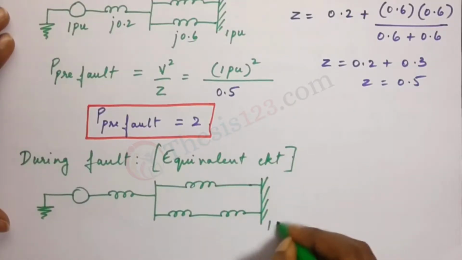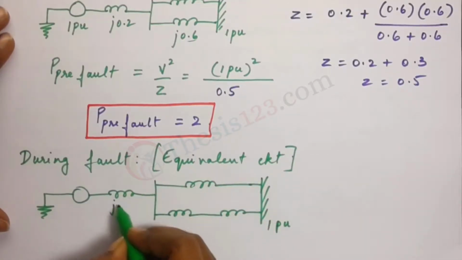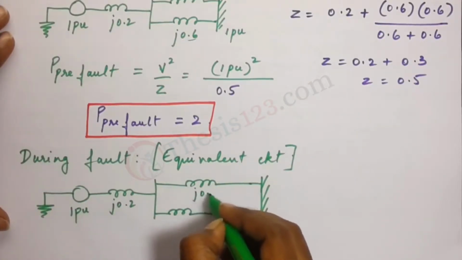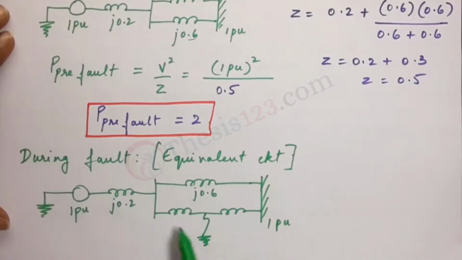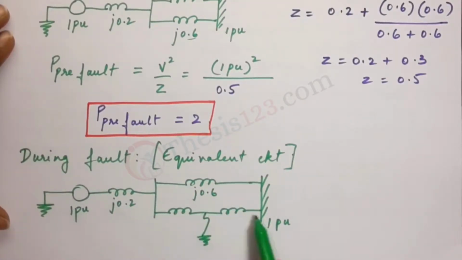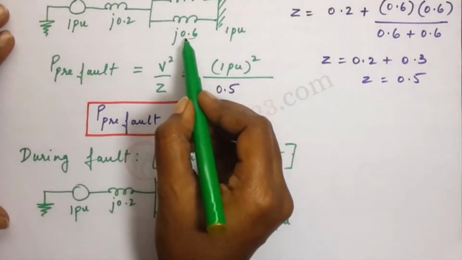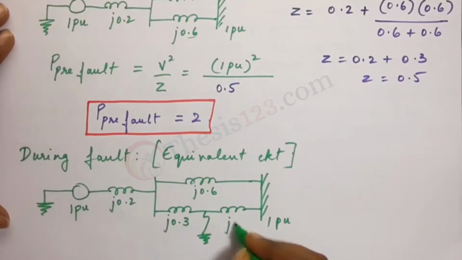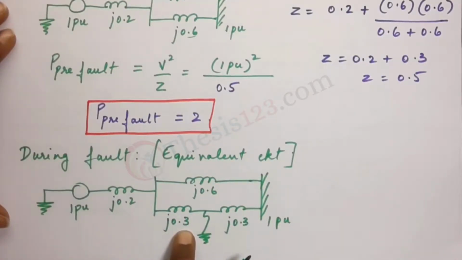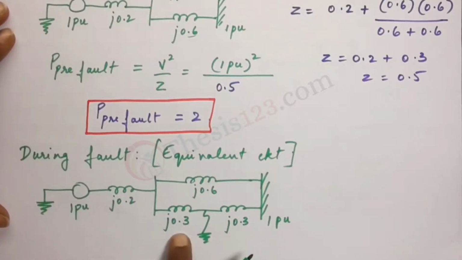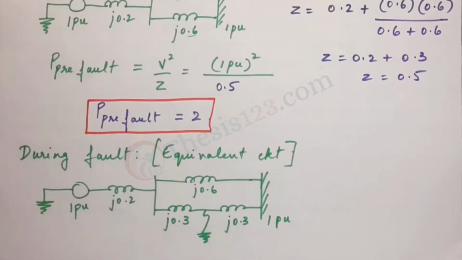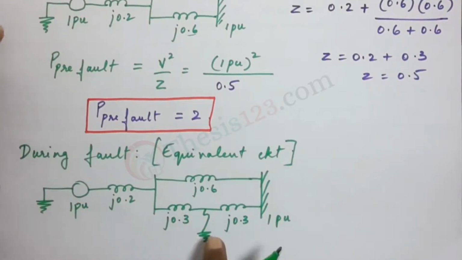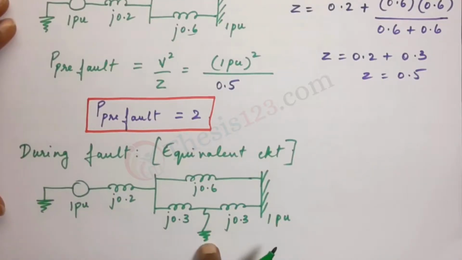Here's our infinite bus, 1 pu, and this is 0.2, this is 1 pu, and here we have j0.6. The fault has occurred somewhere in the middle of the second line, so I have split this impedance into two parts. Here we have 0.3 and here we have 0.3. You can consider it as 0.2 and 0.4 if you like, or 0.25 and 0.35, any way that adds up to 0.6. But make sure that it is not too much of a difference, because the question says that it happens somewhere in the middle.